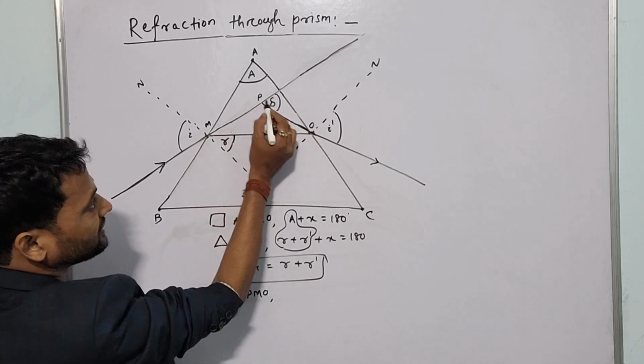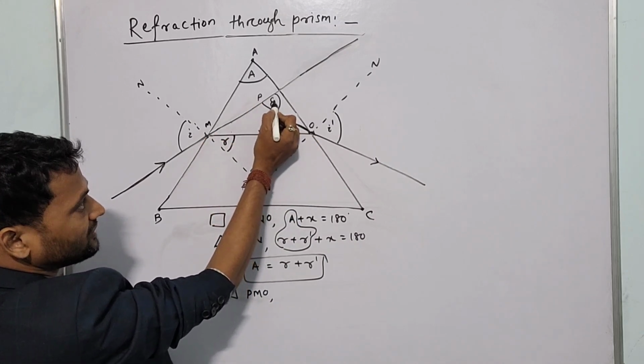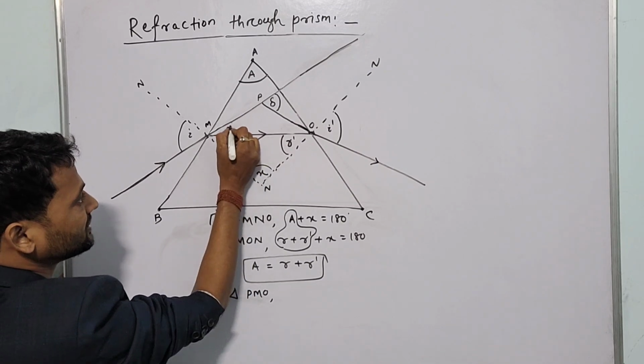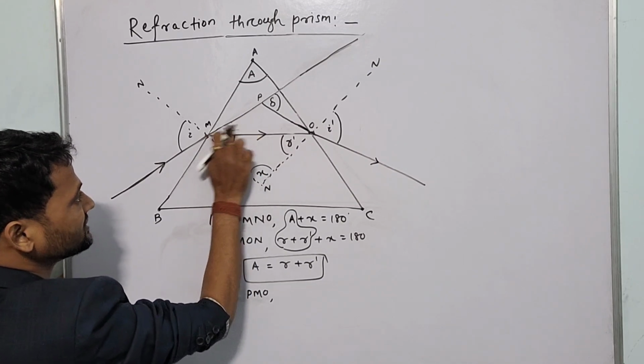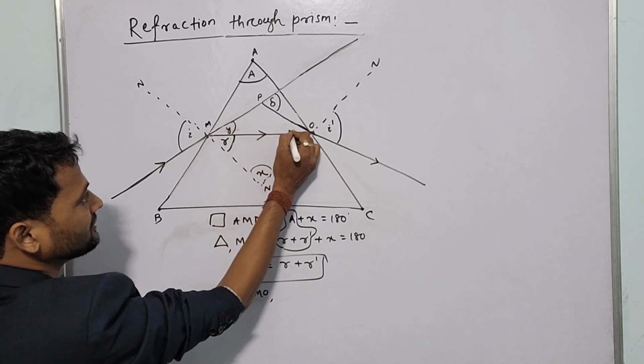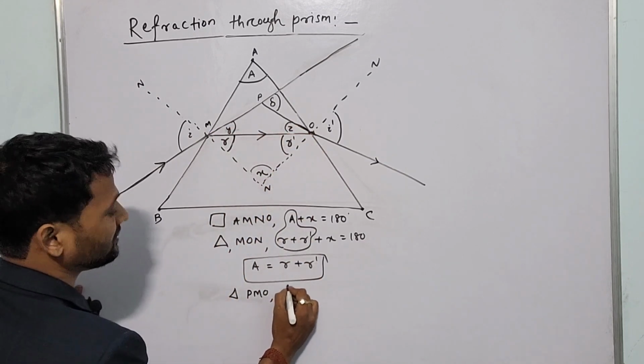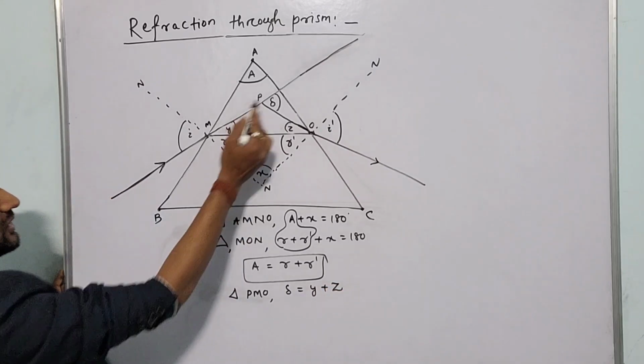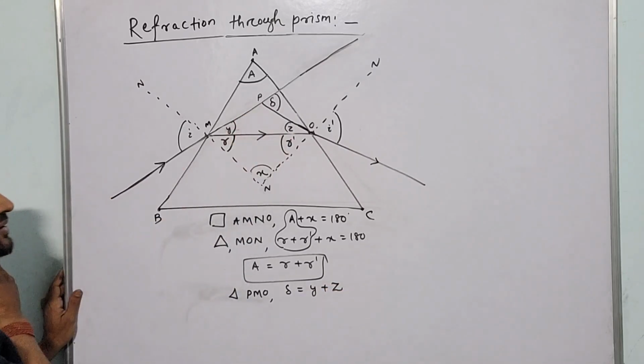If I consider this triangle, so del will be the exterior angle. So exterior angle will be equal to sum of two interior angles. इसका नाम दे देते हैं X, sorry Y and Z. Y and Z. So I can write down del will be equal to Y plus Z.